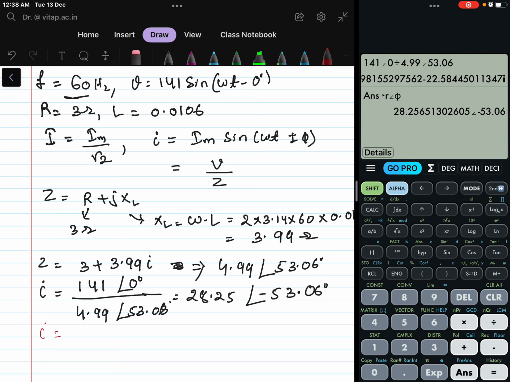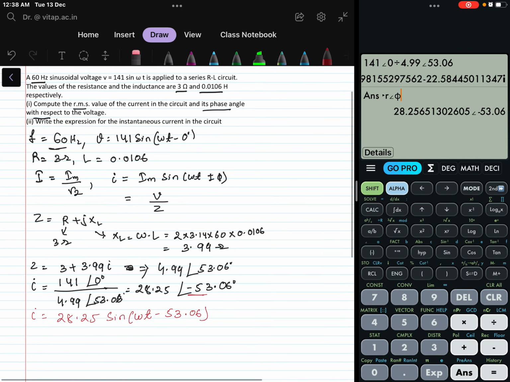So my current is equal to 28.25 sine of omega t minus 53.06. What does it signify? This signifies that the current is lagging the voltage by 53 degrees. Because of pure inductance the lag would be 90 degrees, but because there is a resistance part here, the lag is due to the combination of the two, and that comes as 53 degrees.